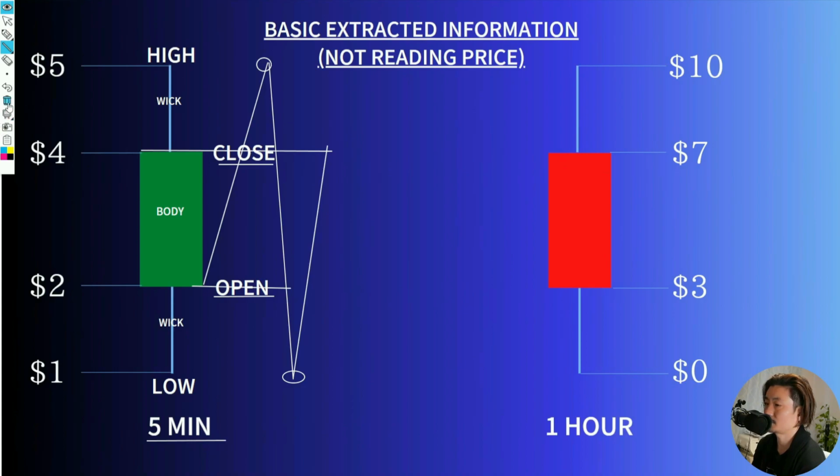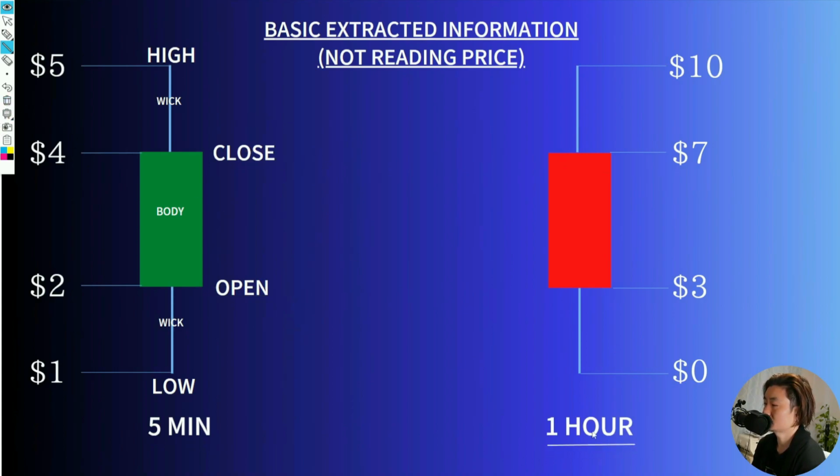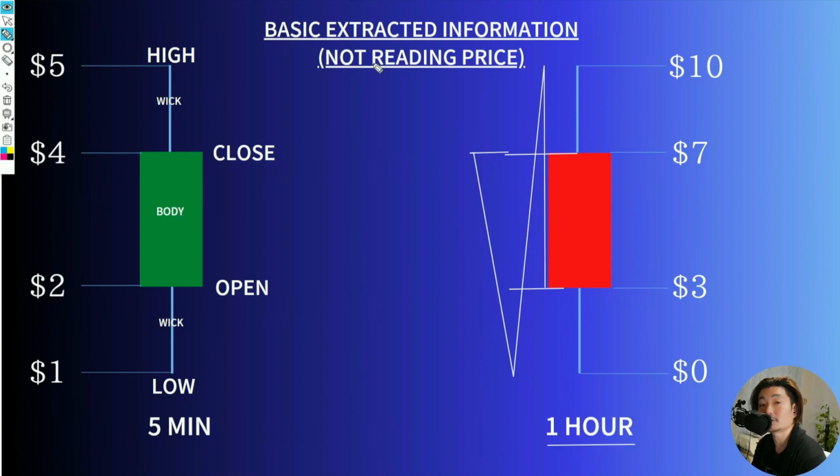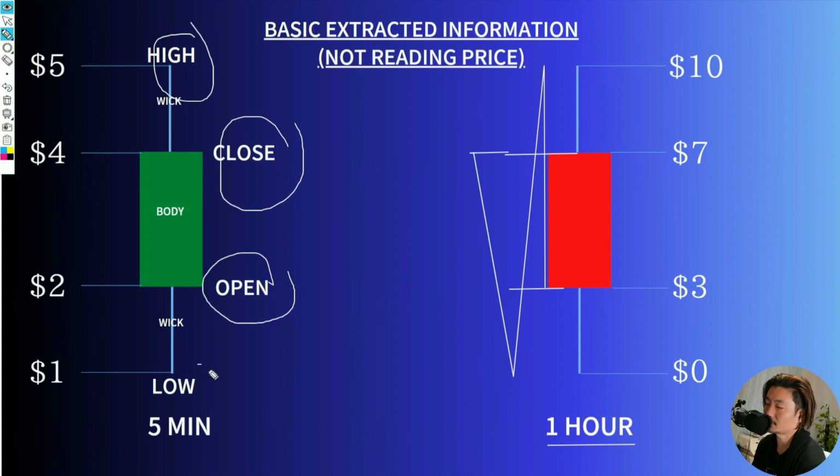Okay, so let's go on to this one right here. Now this is a 1-hour candle. Since this candle's body is red, we immediately know that the close was at $3 while the open was at $7. So in the first minute of this 1 hour, price started at the $7 point, and somewhere within this 1 hour, price came down to $0 and came up to $10, while ultimately closing at $3. Again, it's very important to understand the limitations of candlesticks in terms of the information they can provide us. All it tells us is the open, the close, the high, and the low.